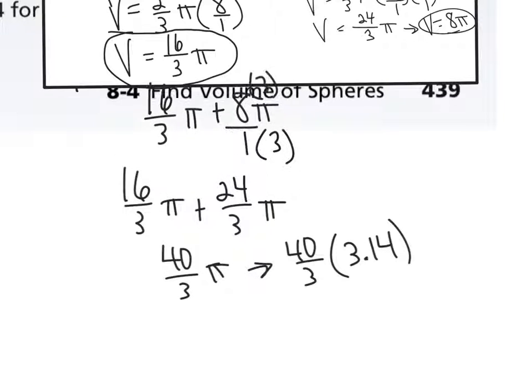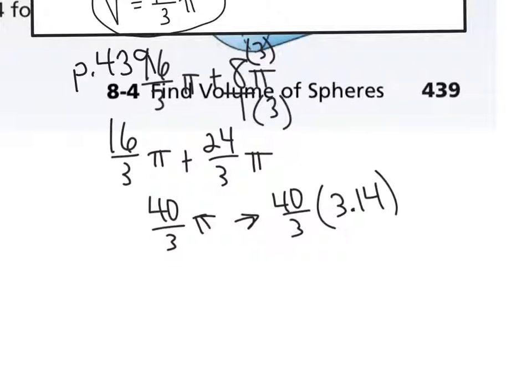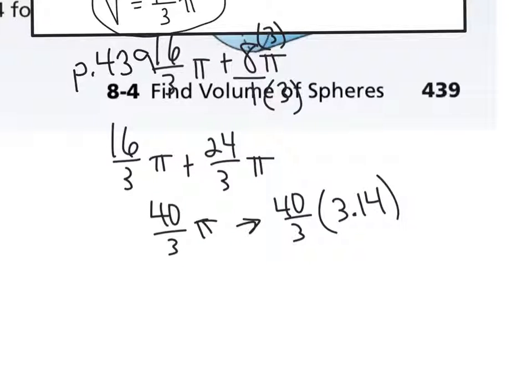You know, if you have a calculator you're allowed to use, you can do 40 divided by 3 and then just put times 3.14. Otherwise, you can put 40 divided by 3 in parentheses and then put times 3.14. In any case, don't round until you get to the very end, until you get to your answer.